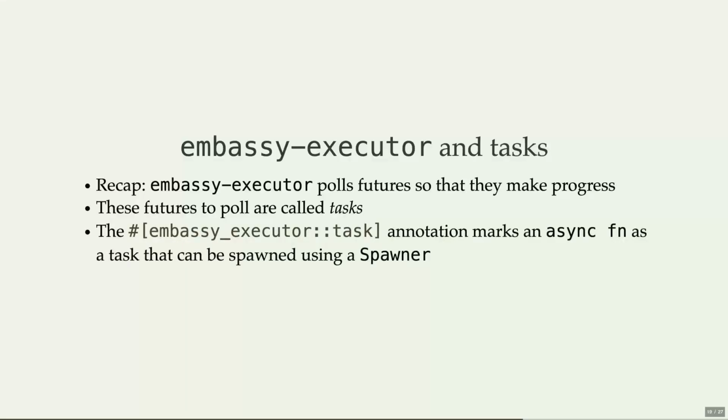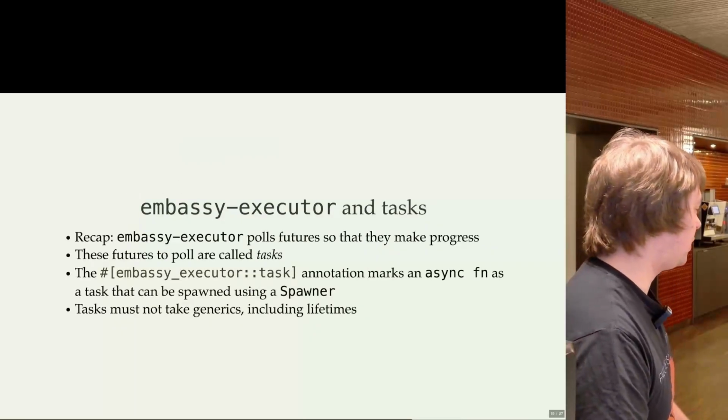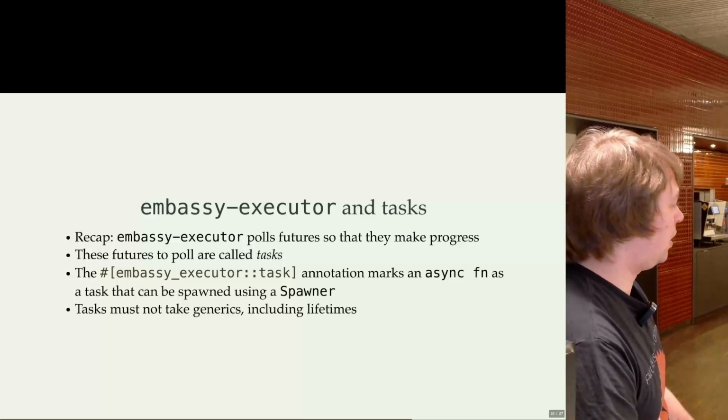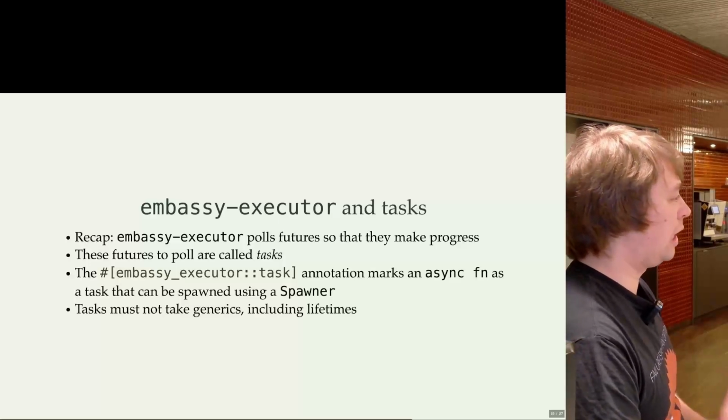You define them using the Embassy executor task annotation, which reserves the memory that's required for them, makes sure to register them with Embassy, and allows you to spawn them using a spawner. And the most important takeaway here is that tasks must not take generics. This also includes lifetimes. So whenever you have something that carries a lifetime, you will need to pass a static lifetime. That's the only lifetime that's allowed in this context.